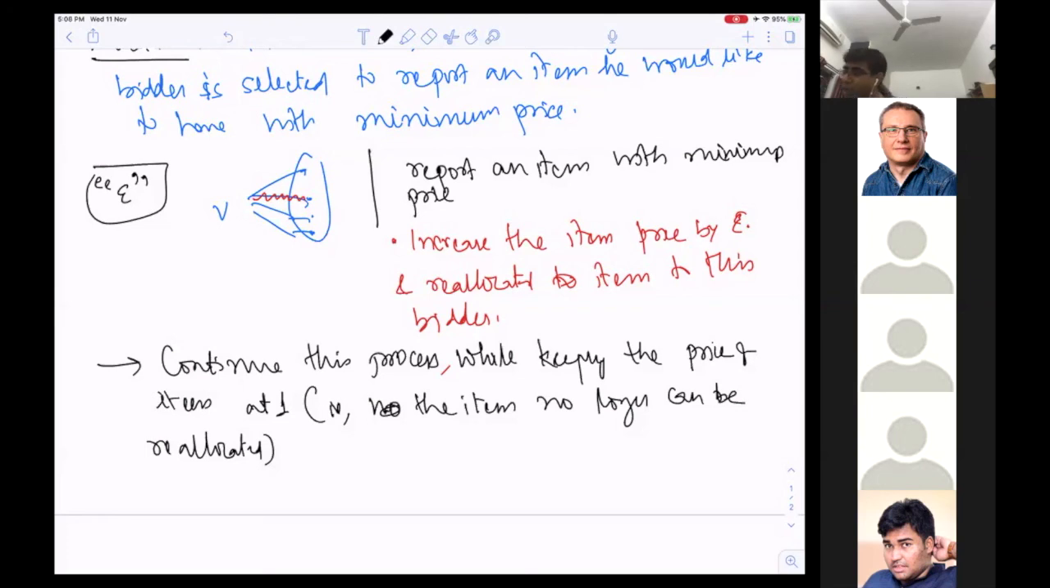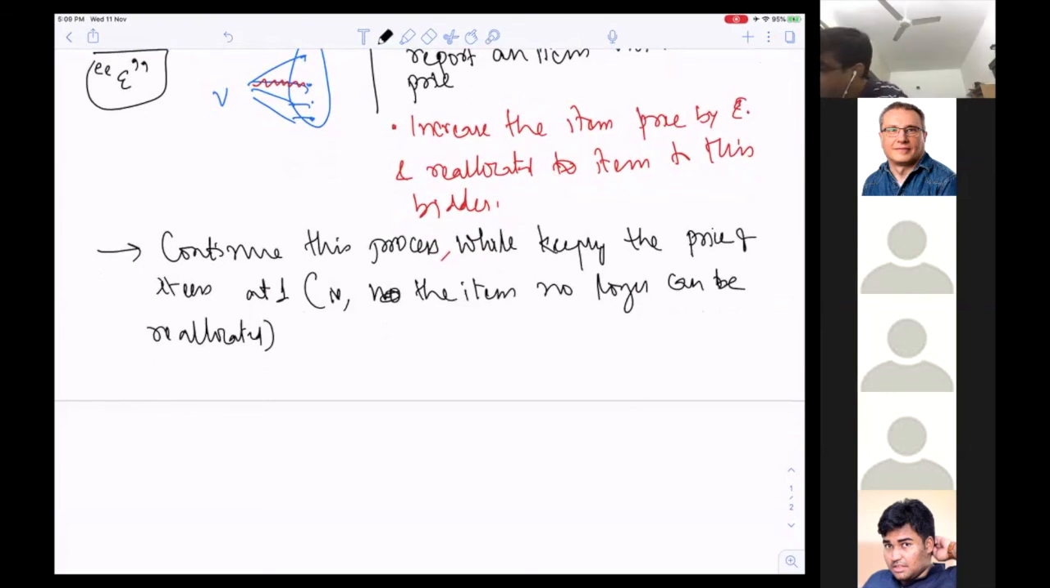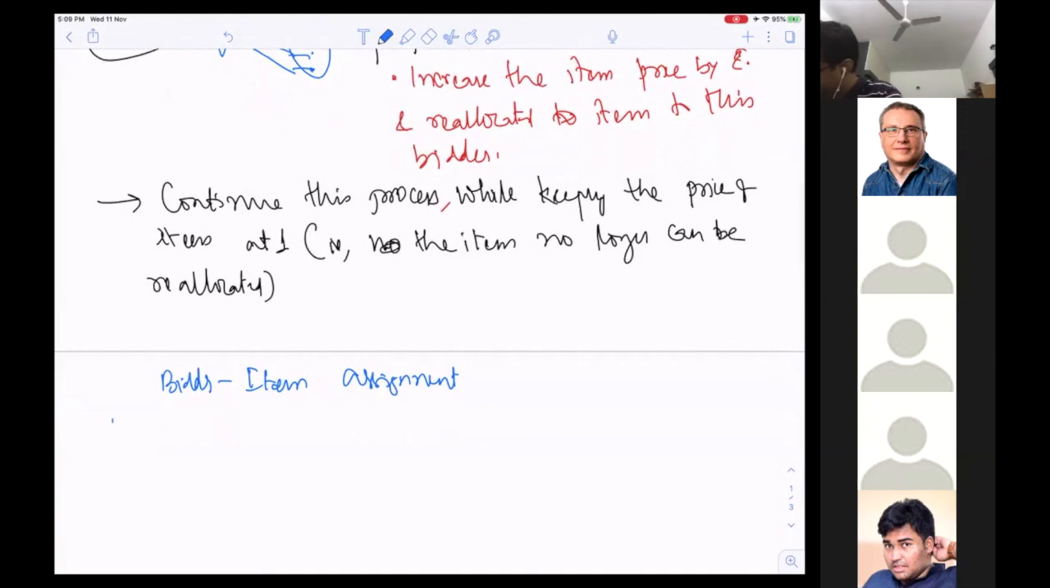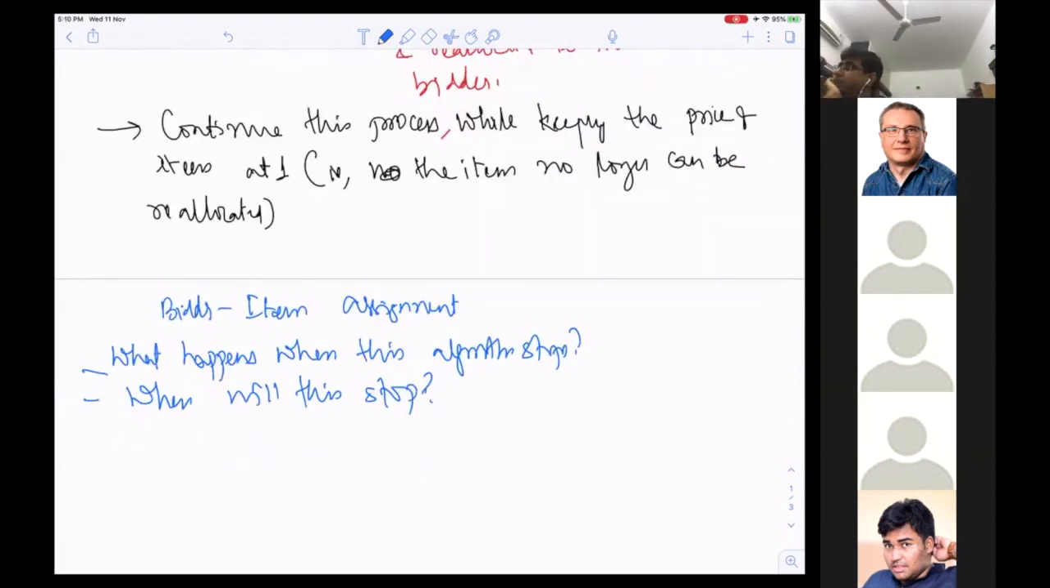So at any point of time, what can you say about the bidder and item assignment? This is a matching. So there are 2 questions. What will happen when the algorithm stops? Have you seen this algorithm before? Anybody?